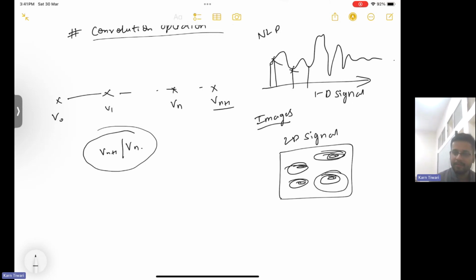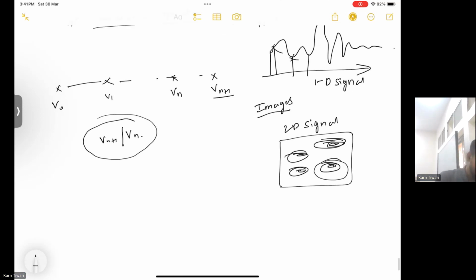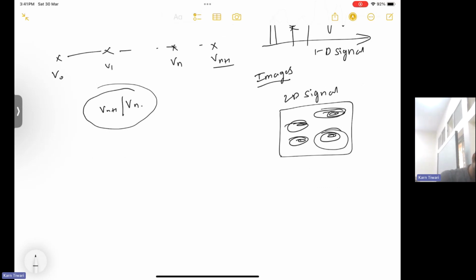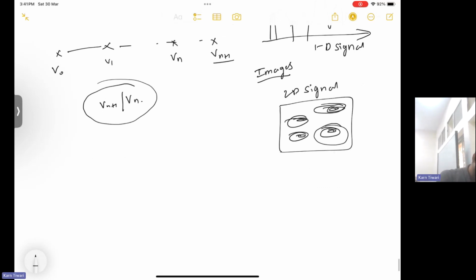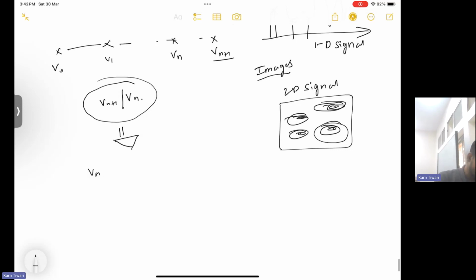But we also have the information Vn minus 1, Vn minus 2, and so on. We also have the previous trend of the signal. So we actually have that information. This problem can be more properly formulated as Vn plus 1 given the set of Vi such that i goes from 0 to n.